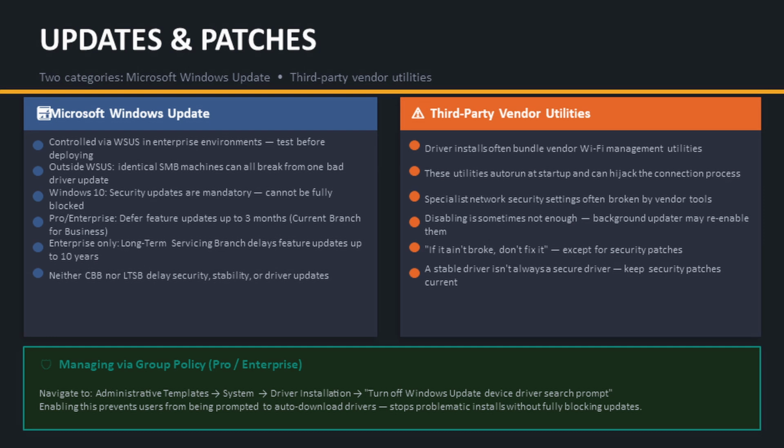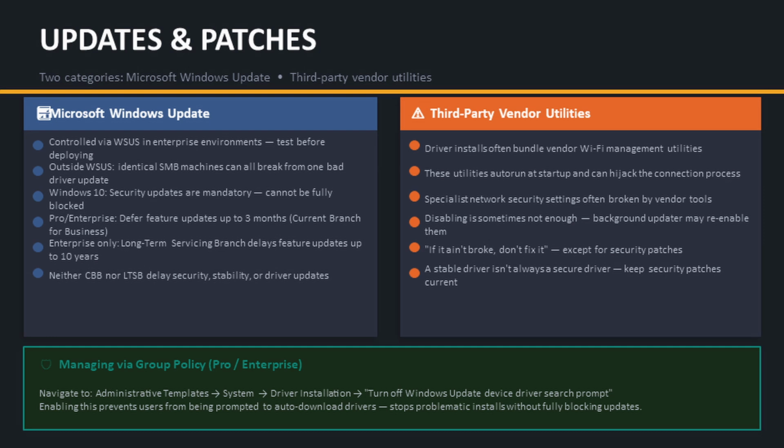Third-party vendor utilities present a different challenge. Drivers for Wi-Fi hardware frequently bundle proprietary connection management utilities that launch automatically at startup and take control of the Wi-Fi connection process. In enterprise environments with specialist security settings, these utilities can completely break connectivity. Disabling the utility is sometimes not enough. If the vendor installed a background updater, the utility may re-enable itself weeks or months later.